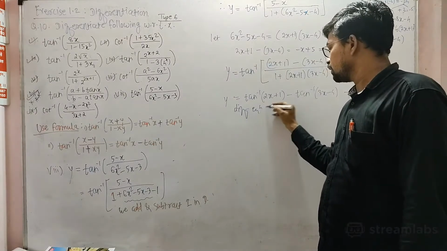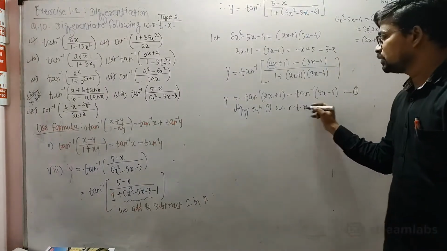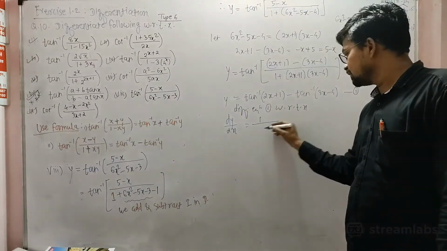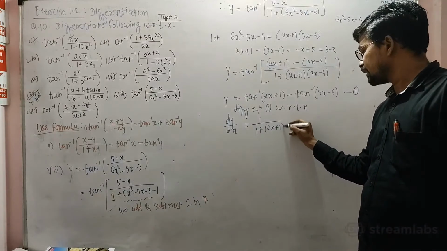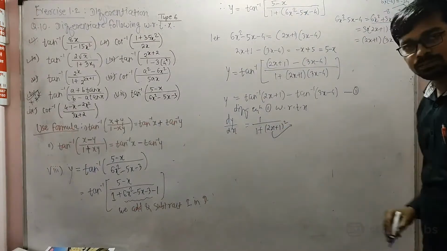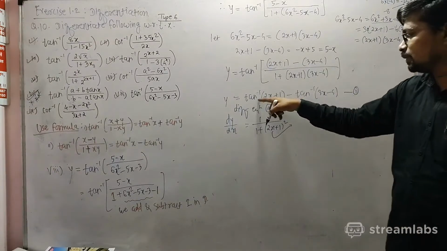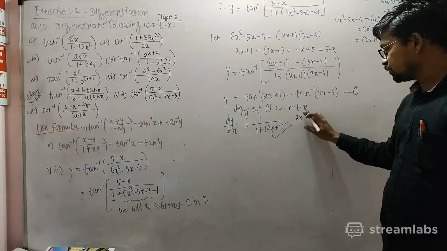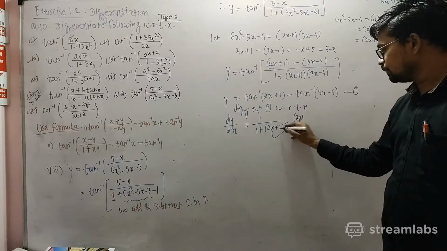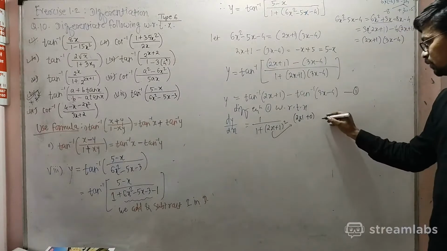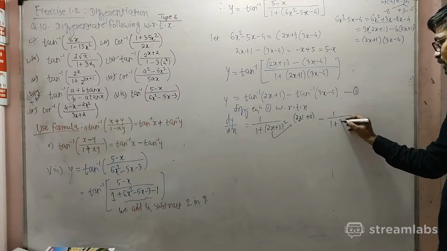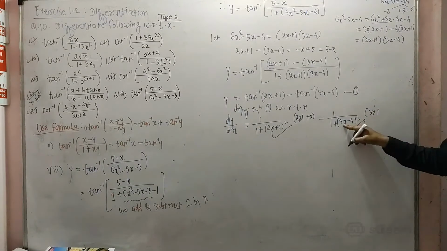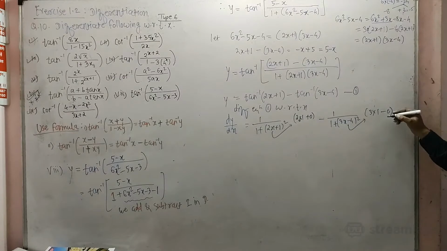Differentiate equation 1 with respect to x. So the derivative of y is dy by dx. The derivative of this is 1 upon 1 plus 2x plus 1 bracket square. So take the derivative of this because it's a composite function; the tan inverse of f(x) formula should be used. So 2 is constant, derivative of x is 1 and 1 is constant, its derivative is 0. Minus 1 upon 1 plus 3x minus 4 bracket square, take its derivative. 3 into the derivative of x is 1 and derivative of 4 is 0.